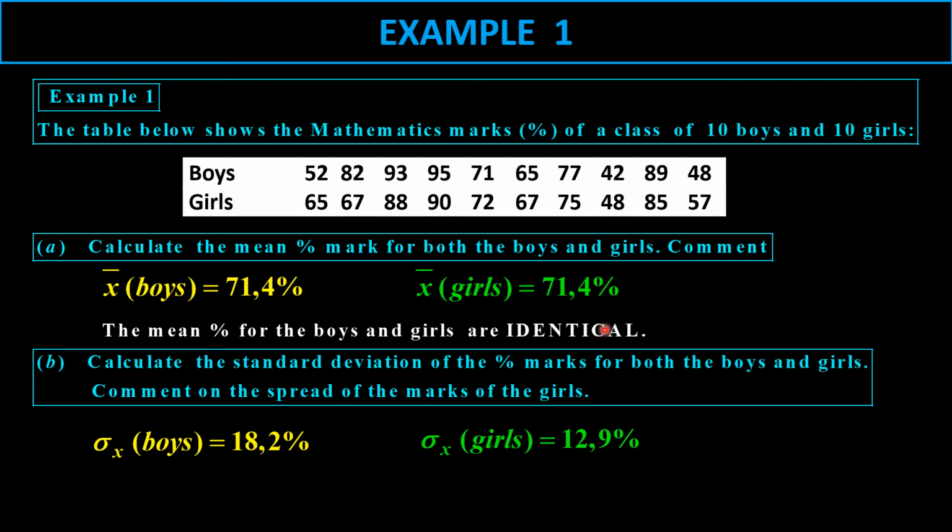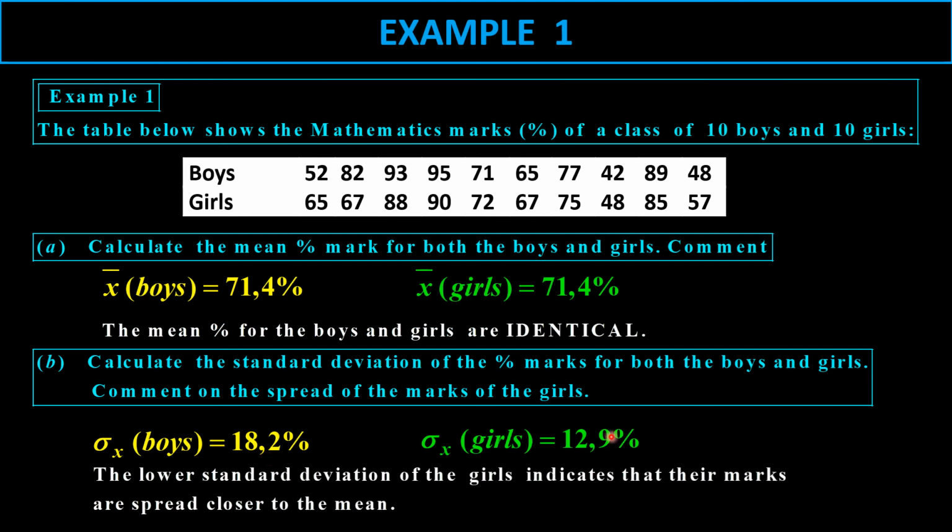Now we see they had the same mean, but their standard deviation is different. So the girls there, you can see, is lower than the boys. So the girls have a lower standard deviation. What does it mean if it's lower? It means that their marks, the marks of the girls, are much closer to the mean, where the marks for the boys are much more spread out, you know, they're dispersed more.